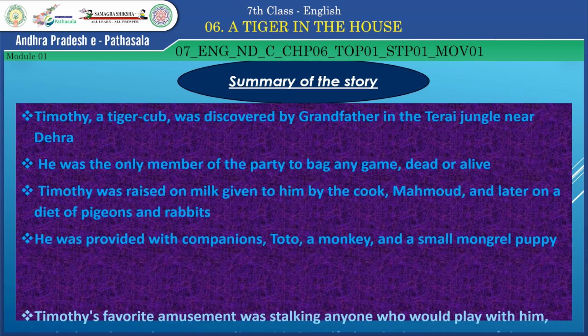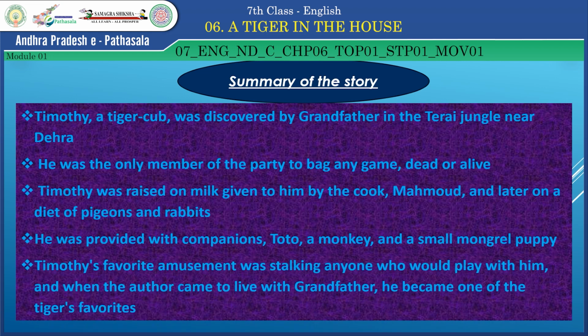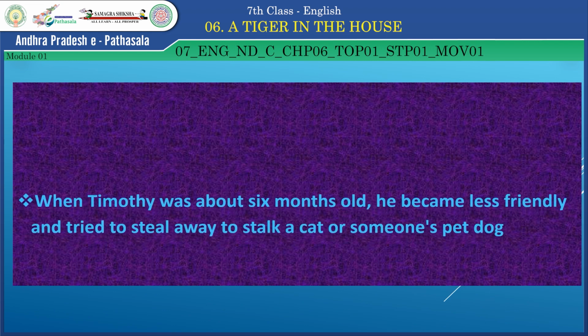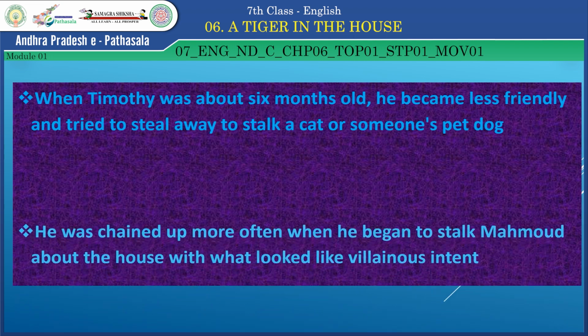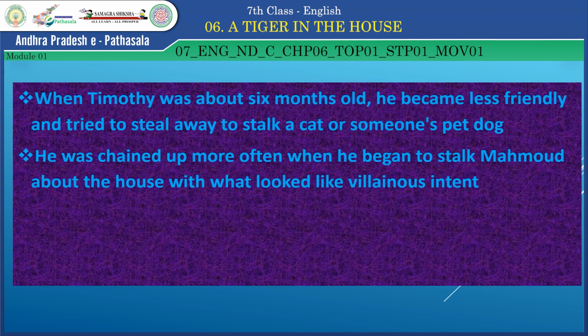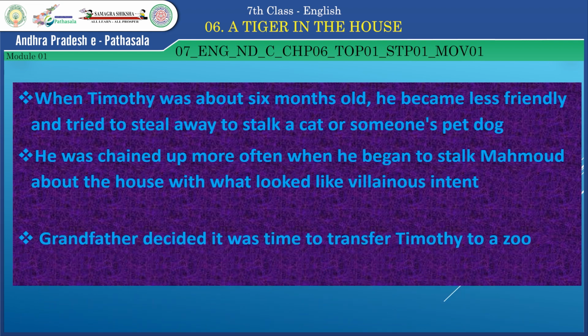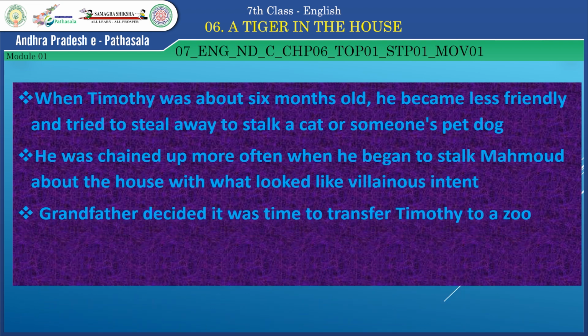Timothy's favorite amusement was stalking anyone who would play with him. And when the other came to live with grandfather, he became one of Tiger's favorites. When Timothy was about 6 months old, he became less friendly and tried to steal away to stalk a cat or someone's pet dog. He was chained up more often when he began to stalk Muhammad about the house with what looked like villainous intent. Grandfather decided it was time to transfer Timothy to a zoo.